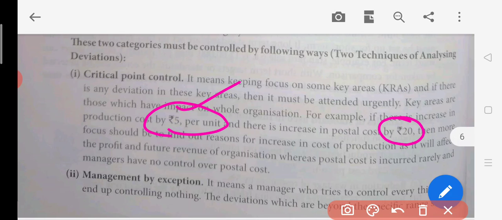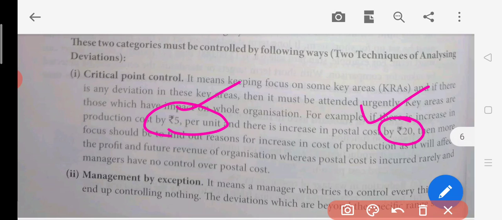So actually the first point of attention should go towards this production cost, because it is going to bring down the profit. This postal cost can be ignored somehow, because a postal cost of 20 rupees is not incurred every time, and it is not going to affect much, because when you do some kind of posting work, the charges of postal services are very minimal, very less, so this can be neglected.